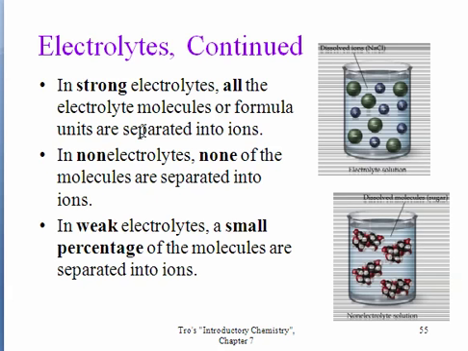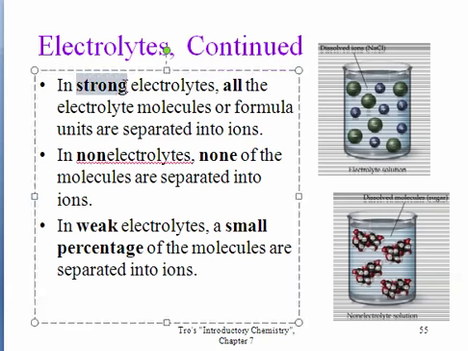Now there are 3 types of electrolytes: strong electrolytes, non-electrolytes, and weak electrolytes. In strong electrolytes, the total compound that's dissolved dissociates completely into ions. Everything that is dissolved is an ion surrounded by water. And this is all dissolvable ionic compounds.